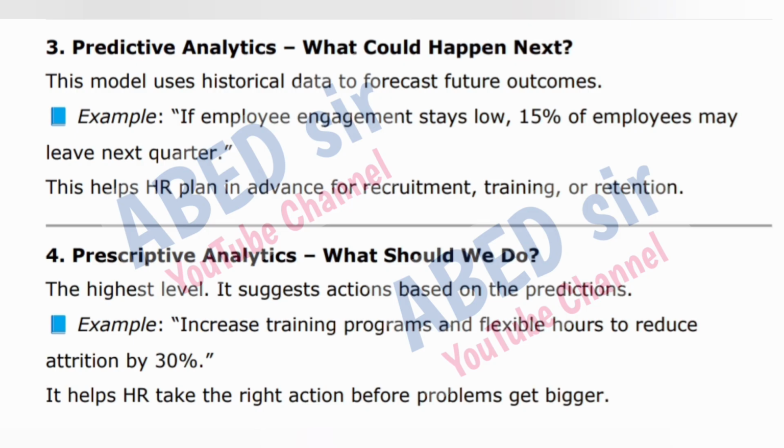4. Prescriptive analytics. What should we do? The highest level. It suggests actions based on the predictions. Example, increase training programs and flexible hours to reduce attrition by 30%. It helps HR take the right action before problems get bigger.